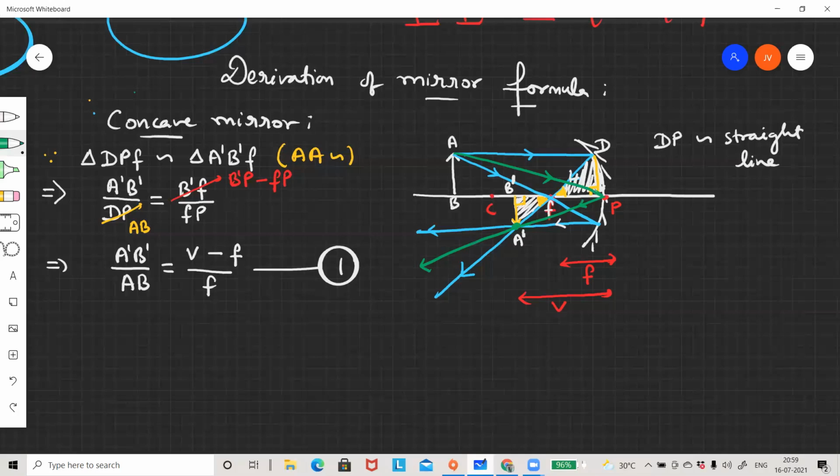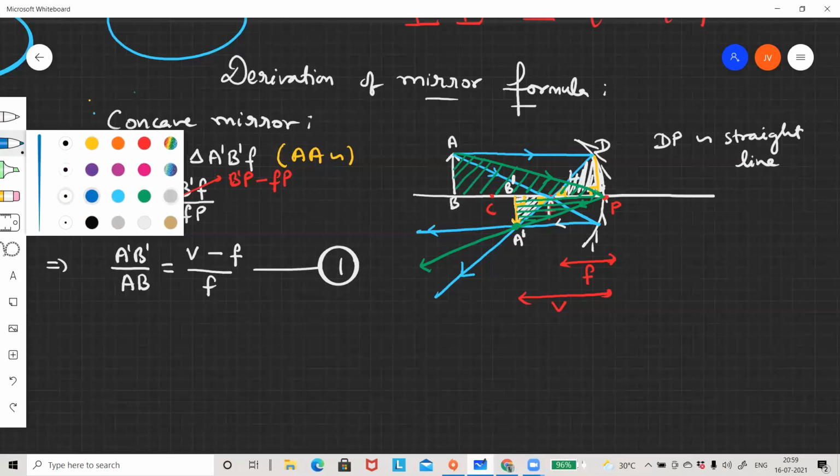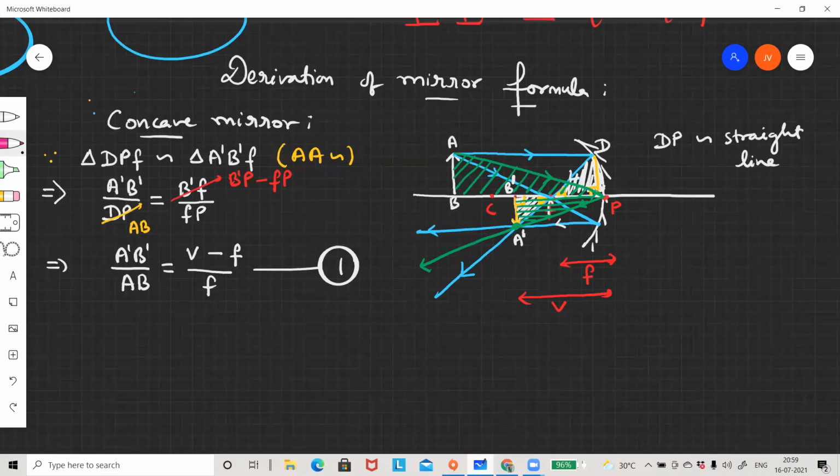Now we will consider this triangle ABP, and A prime B prime P, this triangle. So one is this triangle, another is the above triangle. So we'll consider these two.